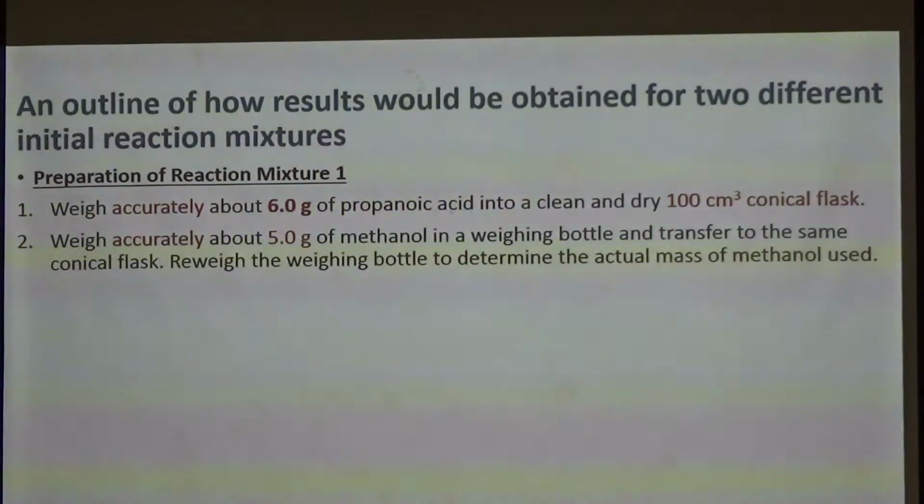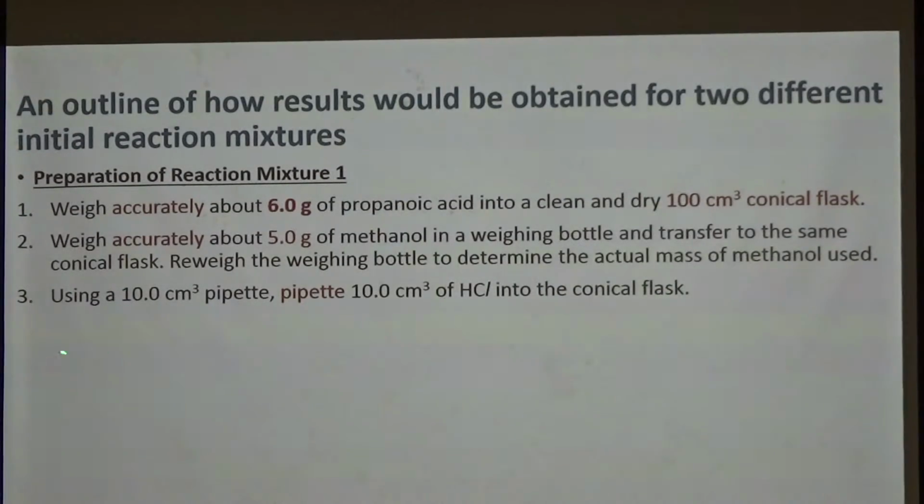Alright, why do I do that for step 2, the re-weighing bit, but I don't do that for step 1? Because for step 1 I could use a tare function, right? But for step 2 you can't use a tare function. Okay? Then in step 3, using a 10.0 cm3 pipette, I will pipette 10.0 cm3 of HCl into the conical flask. Okay?